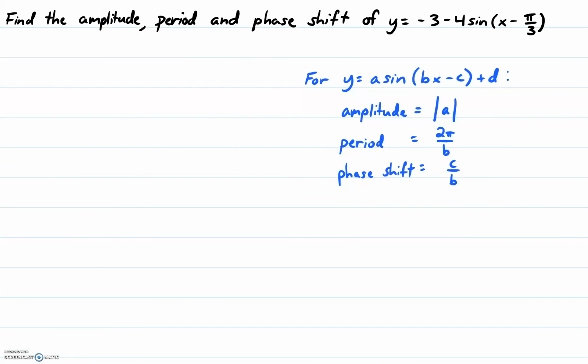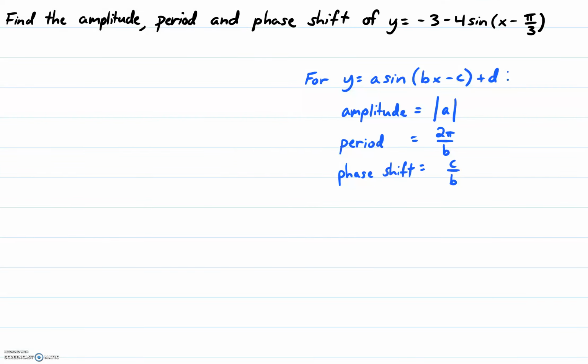If you have y is equal to a multiplied by sine of bx minus c plus d, we'd need to rewrite ours to make it match that. But if we do, then we can pick out the a, b, and c, and we can use those to find the amplitude, which is the absolute value of a, the period, which is 2 pi divided by b, and the phase shift, which is c divided by b.